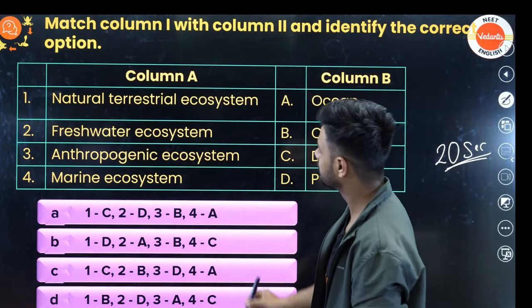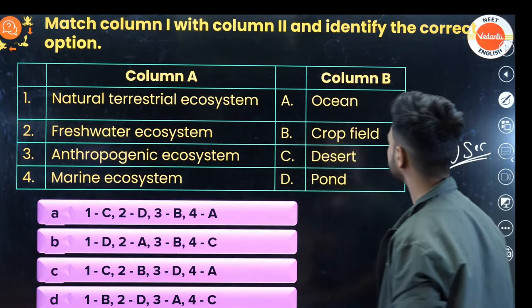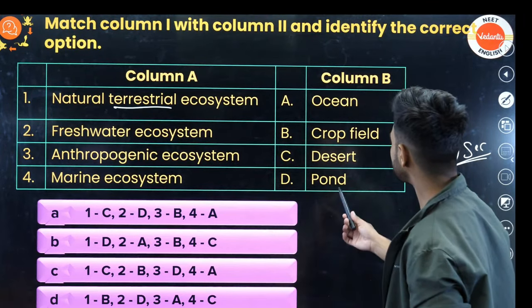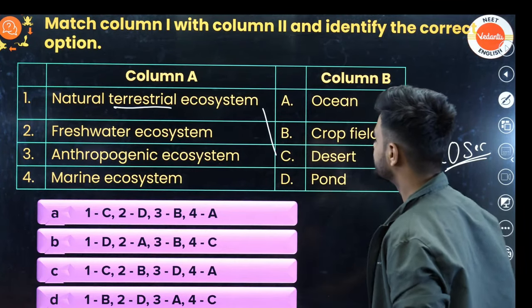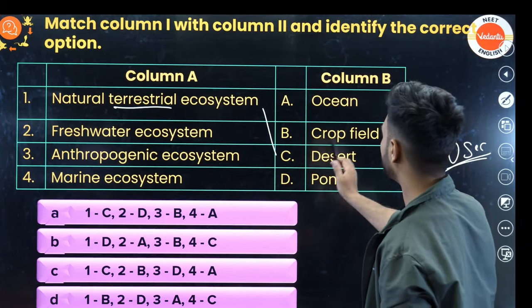So students, remember here, your natural ecosystem. Which is natural here? Natural, terrestrial. Which is terrestrial here? Terrestrial is nothing but natural, your desert. One is sea. Then what about your fresh ecosystem? Fresh water is nothing but your pond.